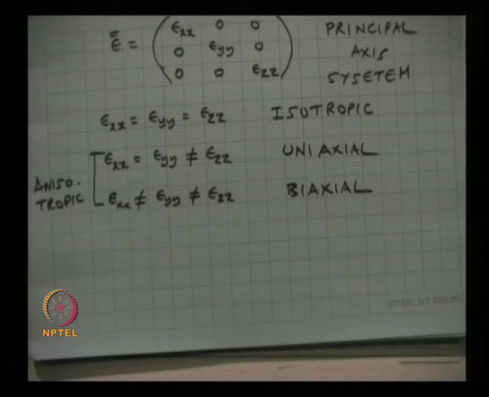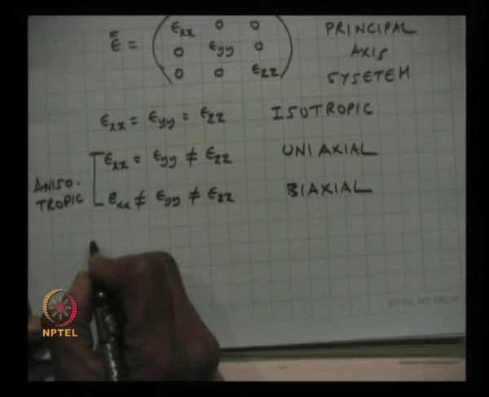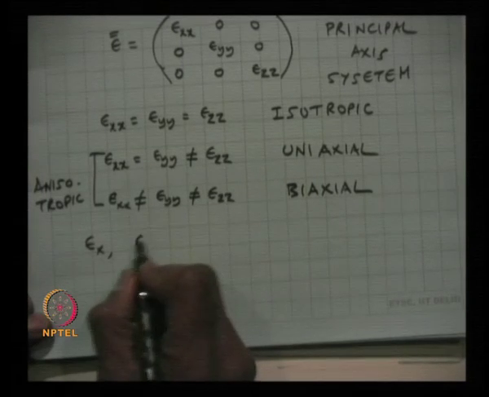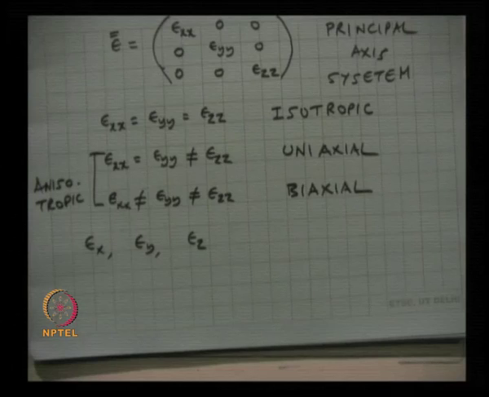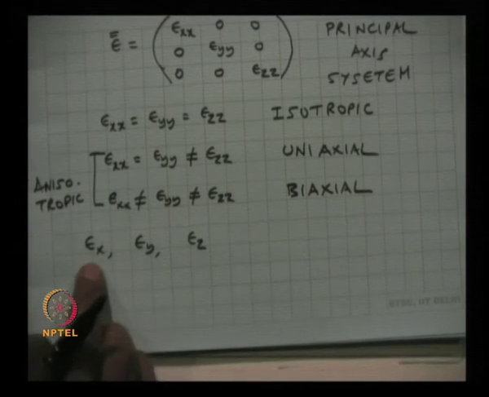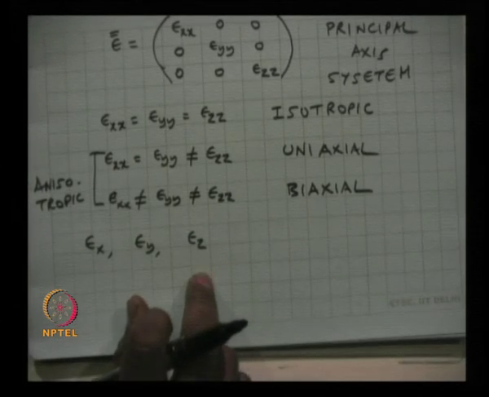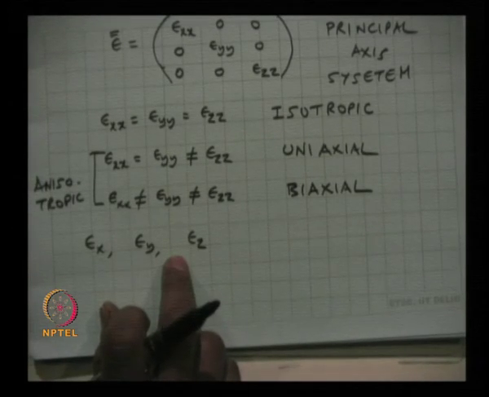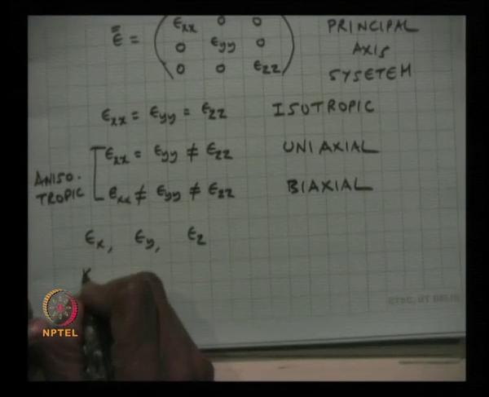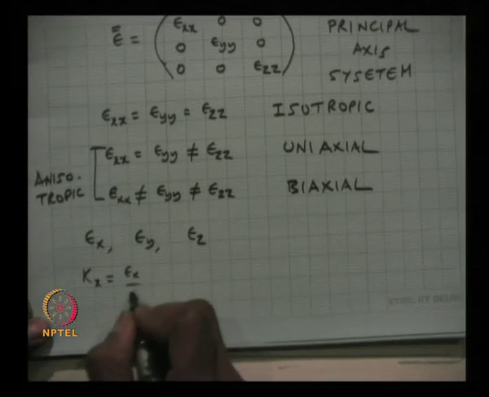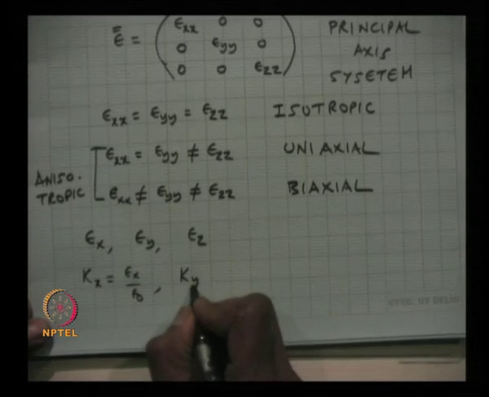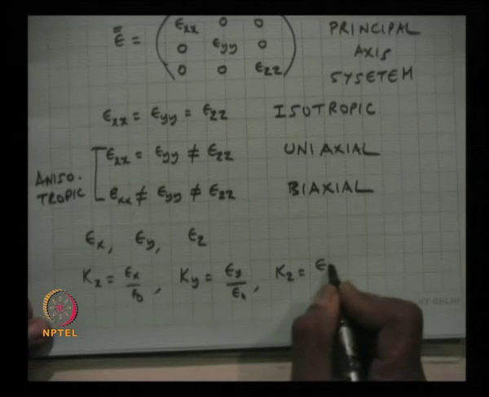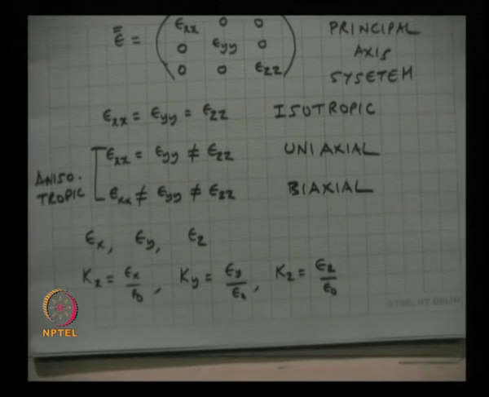I have now in fact three quantities here. So let me redefine now here. Because I am going to use the principal axis system, let me just write epsilon x, epsilon y and epsilon z instead of epsilon x x, y y, z z. But please remember, these are not the x y z components of a vector. These are three elements of the tensor, the three diagonal elements. I can define dielectric constants as k x equal to epsilon x by epsilon 0, k y equal to epsilon y by epsilon 0 and k z as epsilon z by epsilon 0. These are called the three principal dielectric constants.